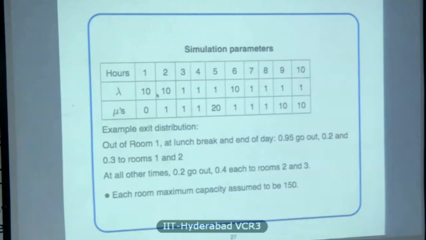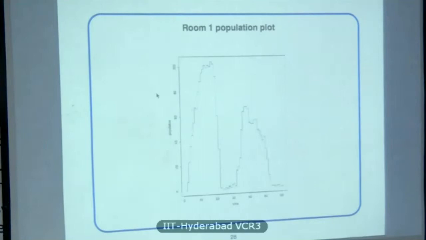And then there is this inter-room distribution at any given point in time. Let's say out of the room at lunch break and end of the day, 95% go out, and 0.2 and 0.3 go to the other rooms. So it is some kind of a distribution. Each room's maximum capacity is assumed to be 150. Now, if you look at that, then the occupancy plot looks like this. The first room, according to that topology, has an occupancy pattern that looks like this. On this axis you have population, on this axis you have time, in 10 minute units. So it goes up initially, peaks here and comes back down for the lunch and then peaks up and so on.